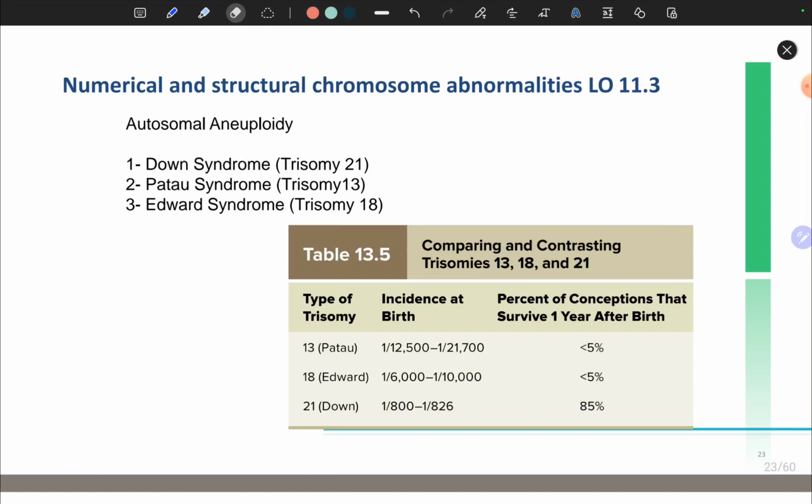So try to be quiet and understand what I'll say. This table shows the incidence of these conditions. We have the two, Edwards and Down syndromes.